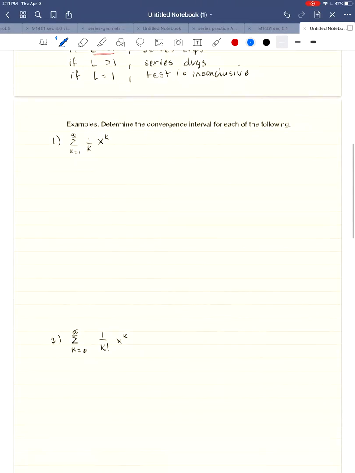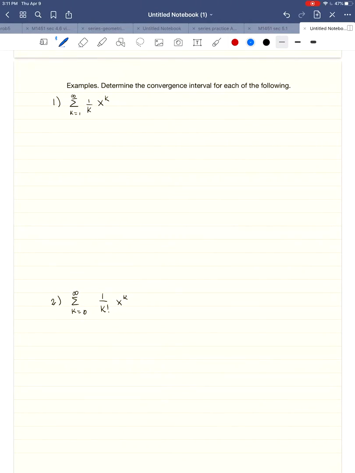Here are several examples. Determine the interval of convergence for each of the following. In our first one, we just have a very simple power series, 1 over k times x to the k. I started this one at k equals 1 so that I don't divide by 0. It looks like 1 times x plus a half times x squared plus a third times x cubed plus a fourth times x to the fourth, and on and on.